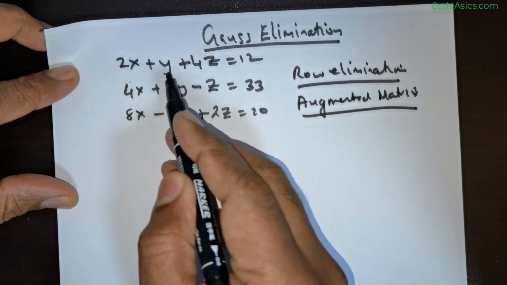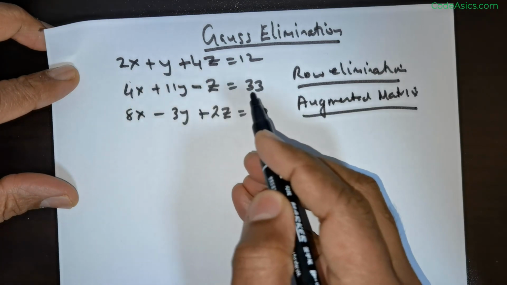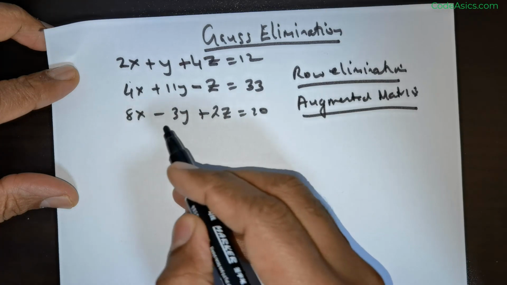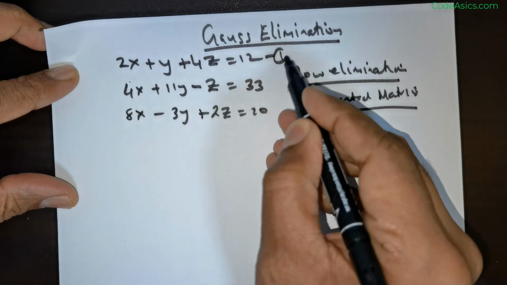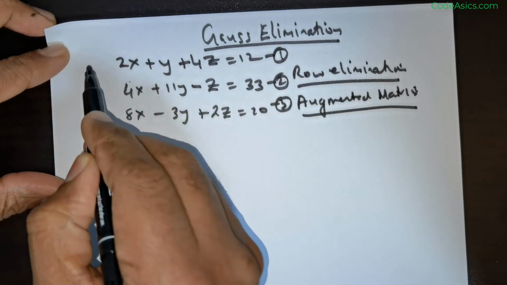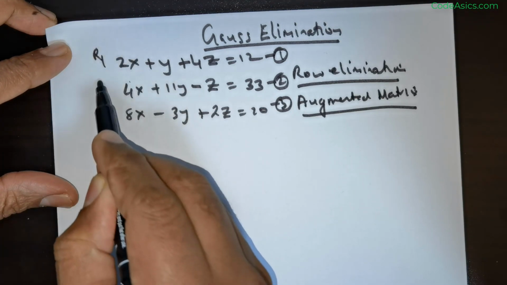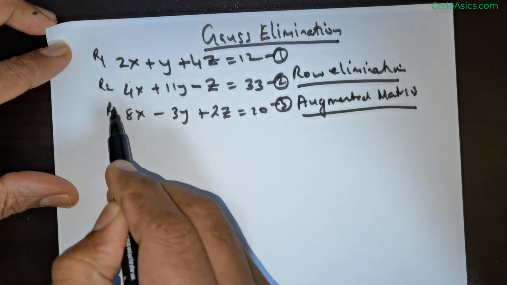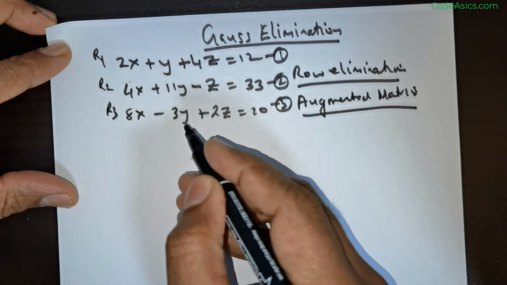We have given 2x + y + 4z = 12, 4x + 11y - z = 33, 8x - 3y + 2z = 20. I will take them as equations 1, 2, 3, and you can refer to them as row 1, row 2 and row 3. Now I am going to be choosing row 1.